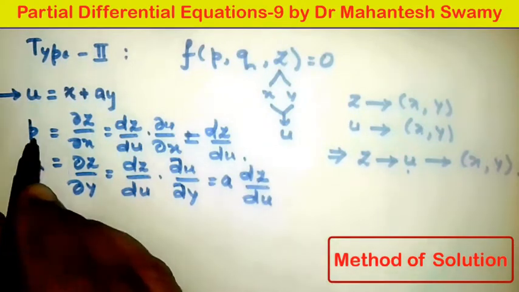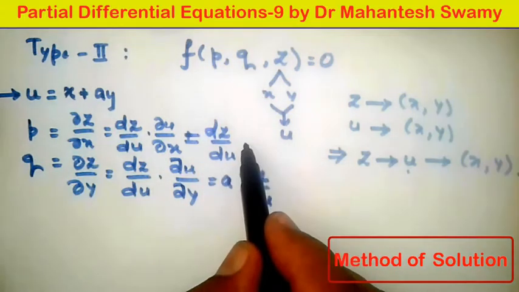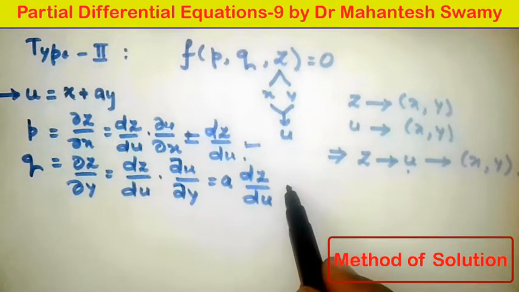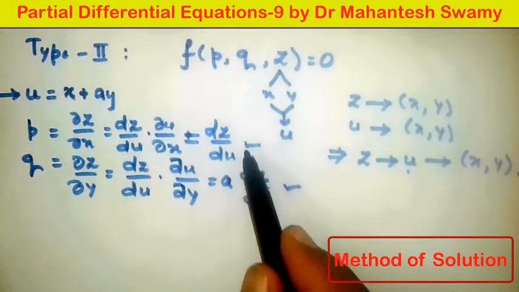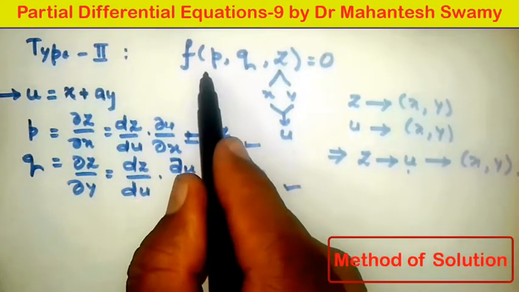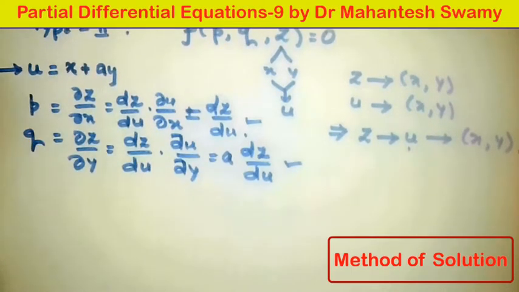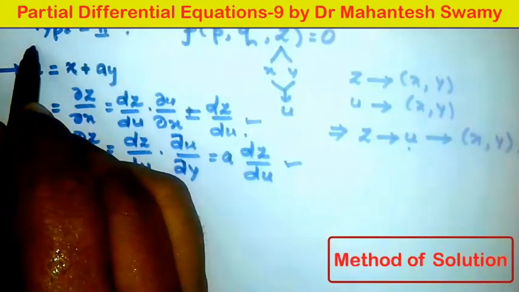If we substitute the values of p and q so obtained in the given PDE, the PDE reduces to a form which contains dz by du terms. When it contains dz by du, we call it an ordinary differential equation. So the partial differential equation will be reduced to an ordinary differential equation, which can be very easily solved by using the known techniques, and we shall consider the same procedure for finding the complete integral of the given partial differential equation of type 2.